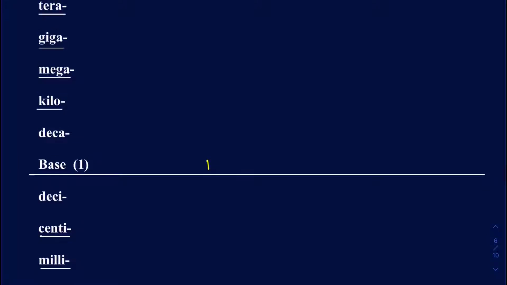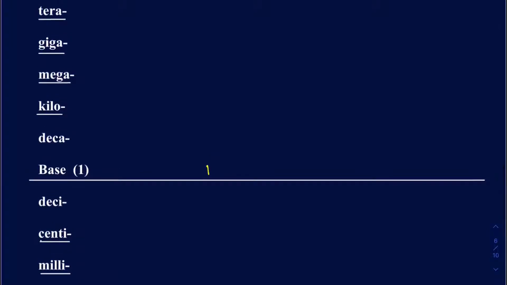I do have these underlined. Underlined means those are the most commonly used in physics and chemistry, but you still have some other ones here and there. So deca is the first one I have above the base. The symbol for deca is da, and one deca is actually 10. So if I have one decameter, it's actually going to be 10 meters.